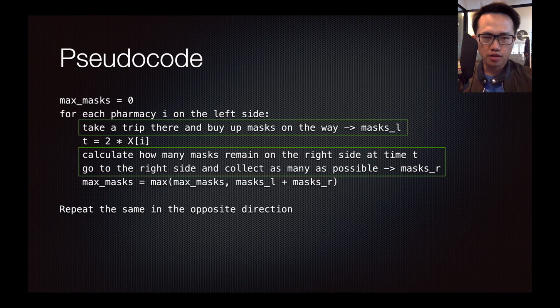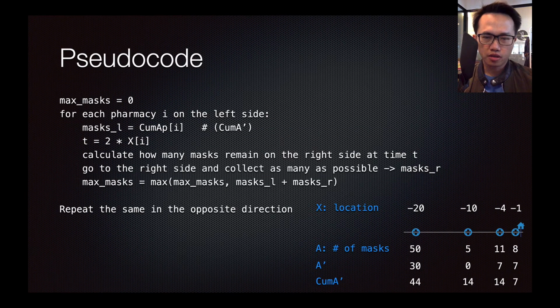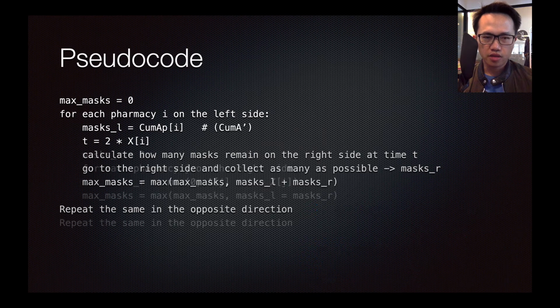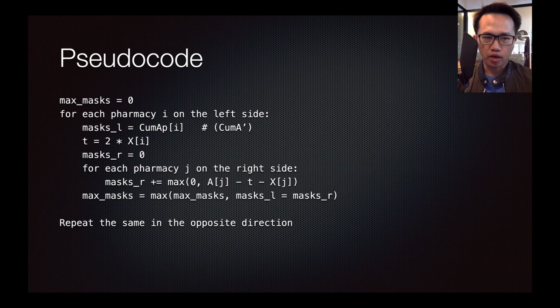Well, 2 parts need a little bit of expanding. They are non-trivial. Take a trip to the left side and buy up the masks. And then how do you calculate and adjust the masks that are depleting on the right side as you took that round trip to the left? Well, the first part is straightforward. Remember, we calculated A prime, or at least you did, right? So that's just a matter of looking up that number. And then the second part can be implemented that way.